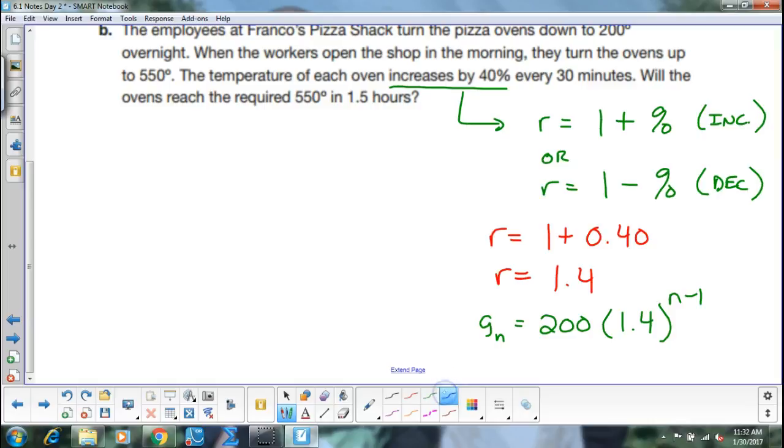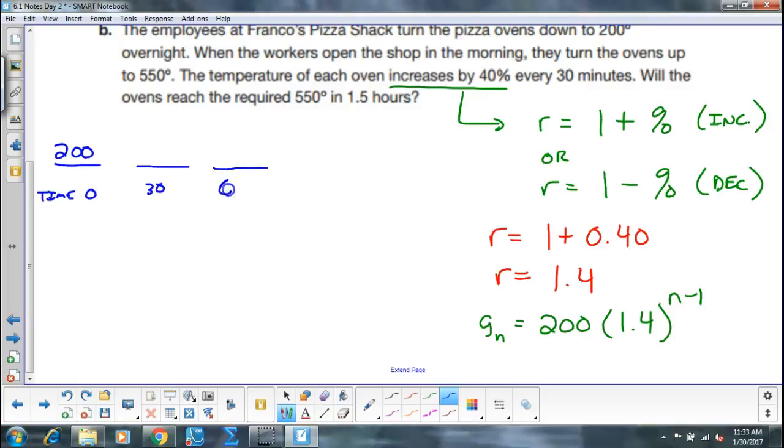Think about this logically. It starts at 200, right? Right? So that's time of 0, right? 30 minutes later, it's at a certain temperature, right? 30 minutes after that, it's at a certain temperature, right? 30 minutes after that is what I'm looking for, right?